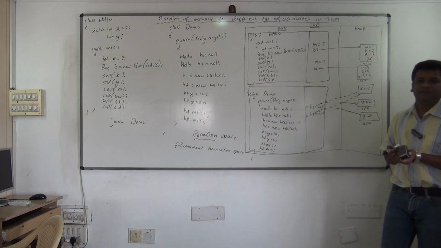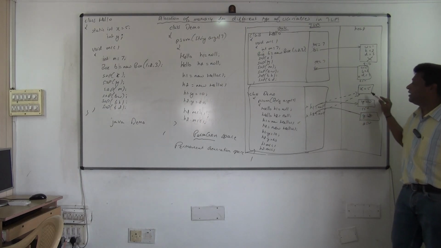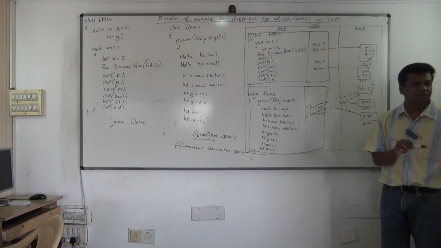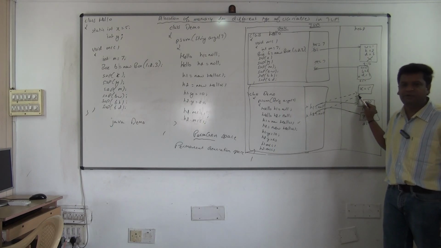When do the static variables come into existence? When the class is loaded. When are they destroyed? When the JVM shuts down. Till the JVM is running, you can go on using it whenever you want, wherever you want. Understood? It is already there.